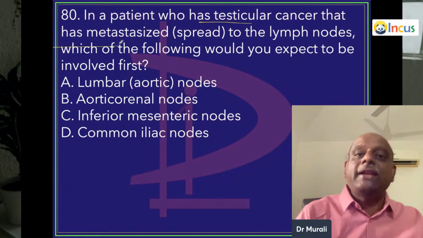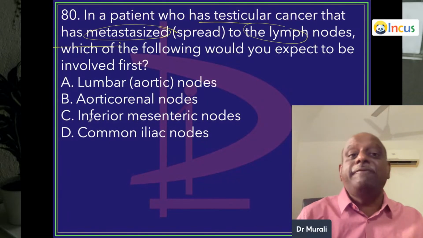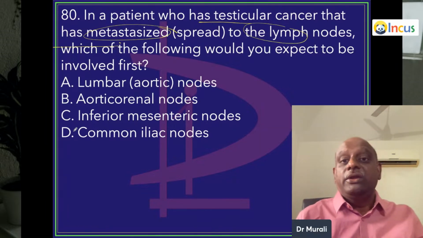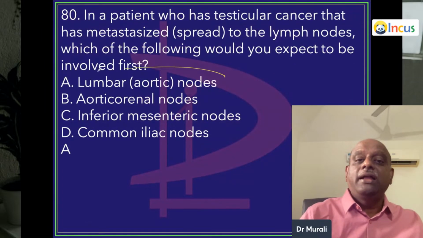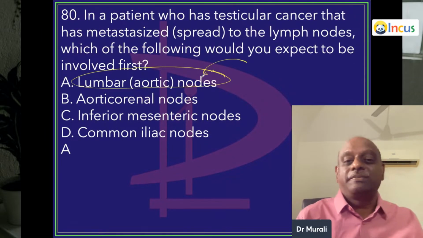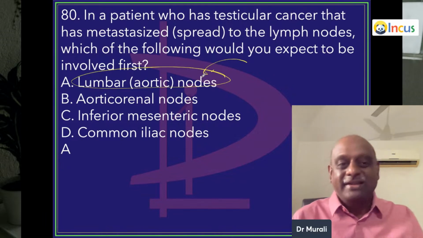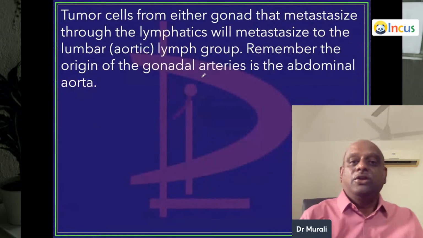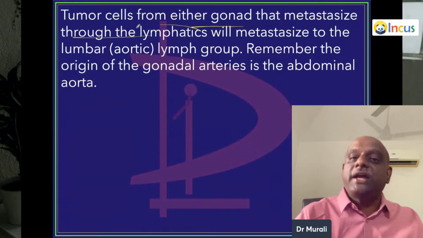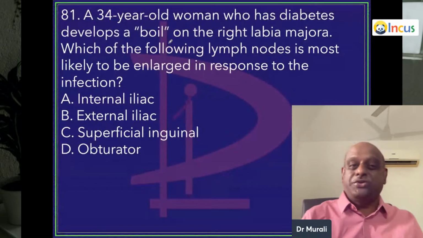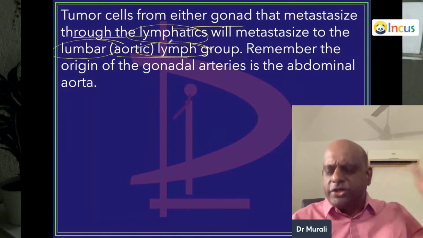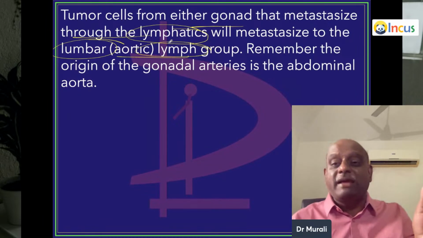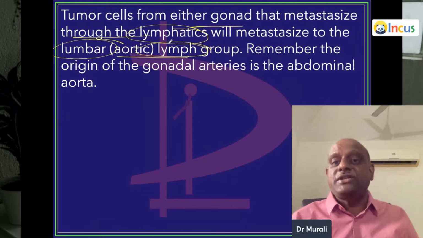Patient has testicular cancer that metastasizes to the lymph nodes. So where will it go first? It will go to the lumbar nodes, aortic nodes. That's what you need to remember. The tumor cells of the gonads metastasize to the lymphatics and metastasize to the lumbar group of lymph nodes. So everything about the blood lymphatic drainage, because testicular cancer is a hot topic for the examiner. Surgical anatomy of the testis is a favorite question.